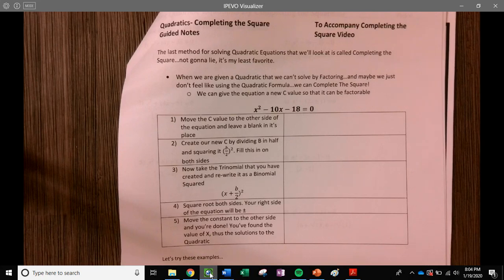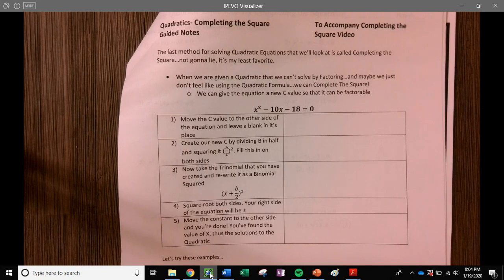If we don't feel like using the quadratic formula, which we always should, because why? Because it works every time. Then we can complete the square, meaning we can give the equation a new c value so that it is factorable. Looking at this right now, I cannot think of any ways to factor multiplying to negative 18 and adding to negative 10. Just 9 and 2, 18 and 1, it's just not going to happen. So we can switch out the negative 18 for something else so that we can factor it.